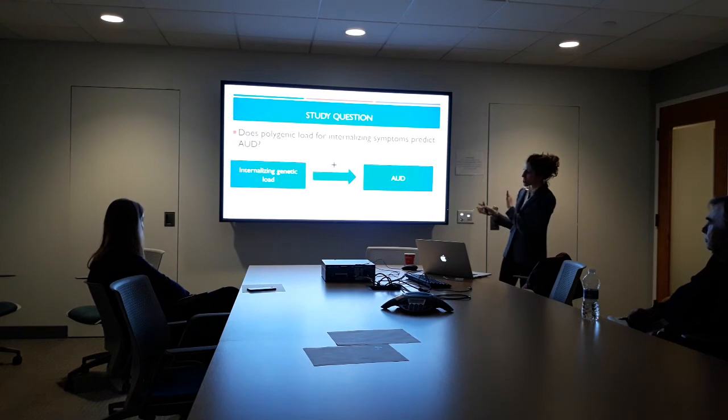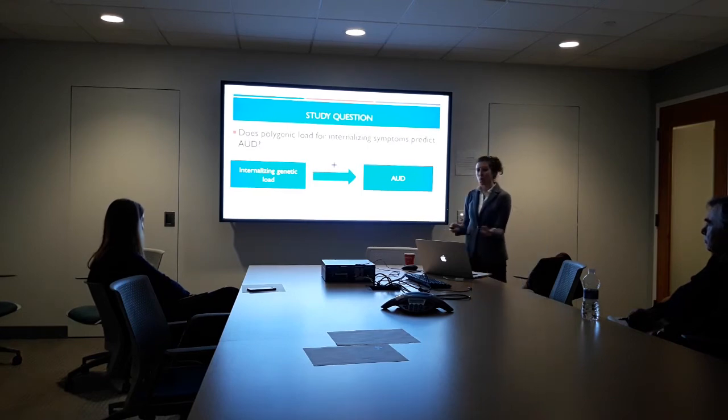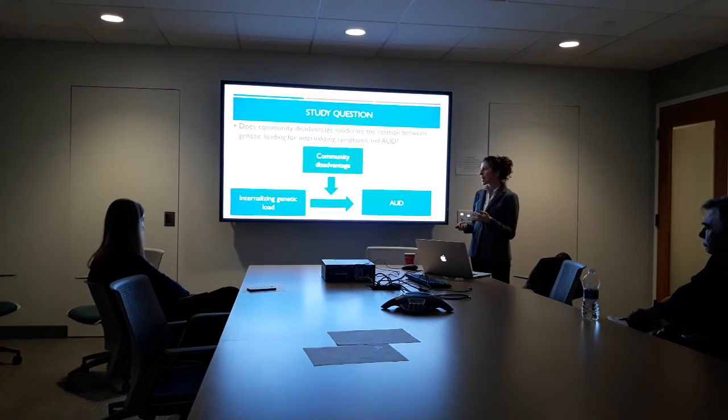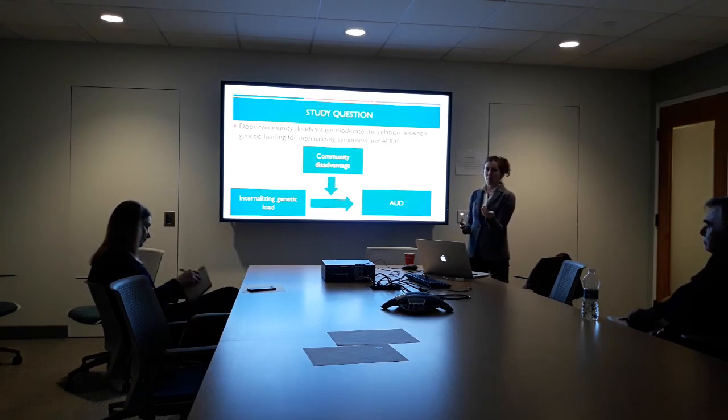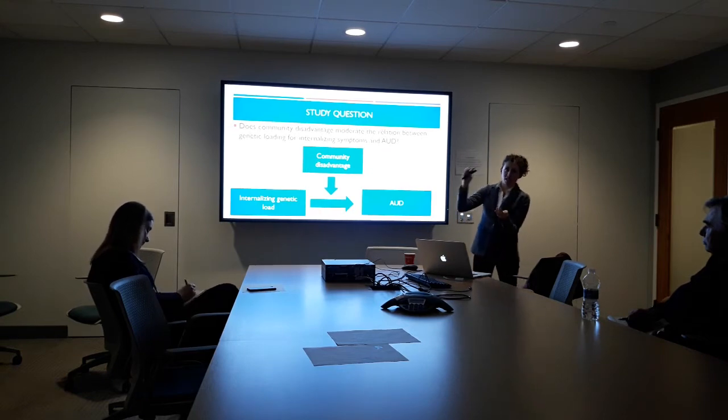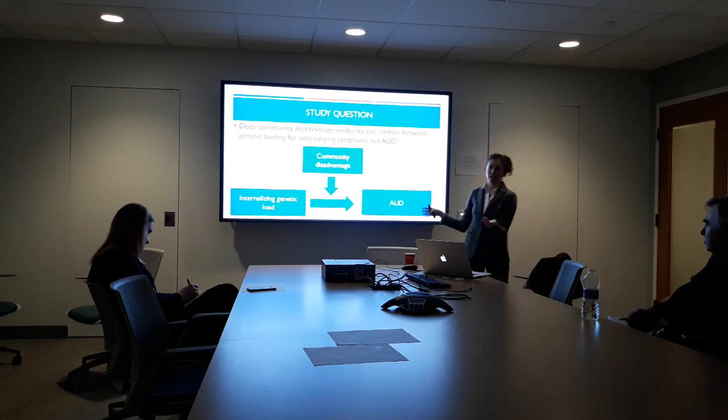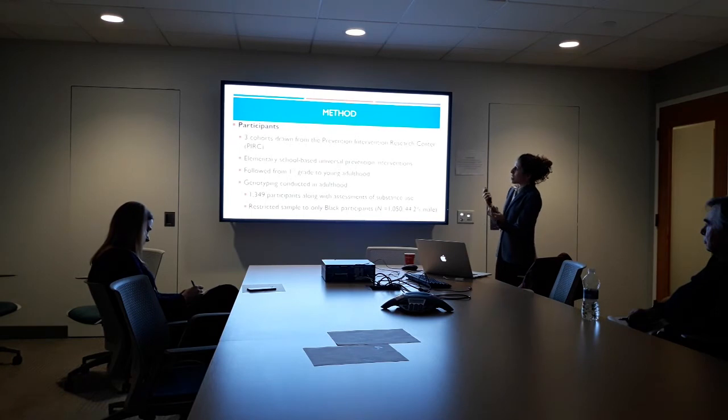And so the first question we sought to address was, is there a relationship between polygenic load for internalizing symptoms and alcohol use disorders? We expected the relationship to be positive. And the second question was, does community disadvantage moderate the relationship between internalizing polygenic load and alcohol use disorders? And we expected that in more disadvantaged communities, individuals with a higher internalizing polygenic risk score would be more likely to have an alcohol use disorder.